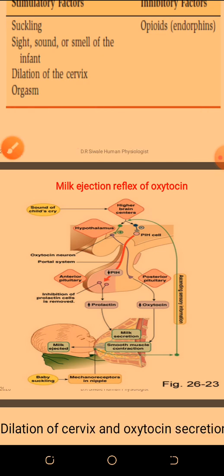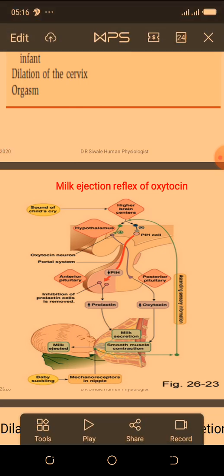Okay, so for this milk ejection reflex, the stimulus is a baby suckling. And where are the receptors? They are located in the nipples and the areola of the breasts. These are called mechanoreceptors. They are sensitive to the mechanical stimulus of a child, or we can call them touch receptors. They will become depolarized and initiate an action potential which will be propagated through the afferent fiber.